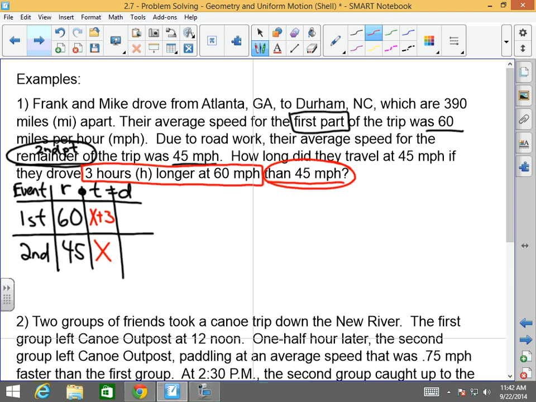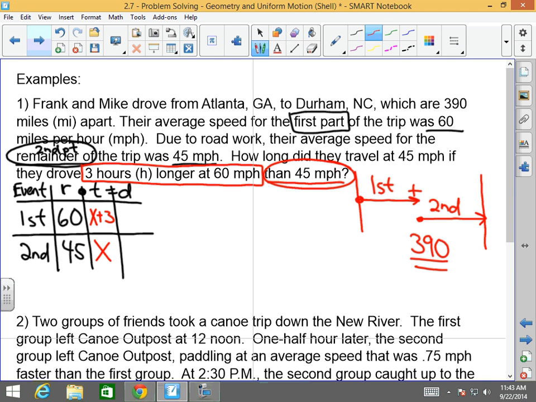So let's think about what happened here, guys. You have the first part of the trip, you went a certain distance, right? Plus then, the second part of the trip, you went the remainder of the distance. So in total, the whole entire distance was 390 miles. But that was made up of the first part's distance plus the second part's distance.